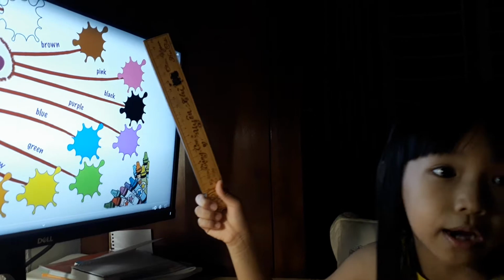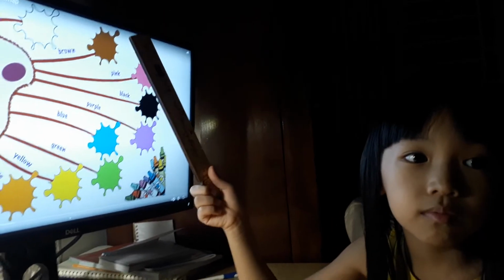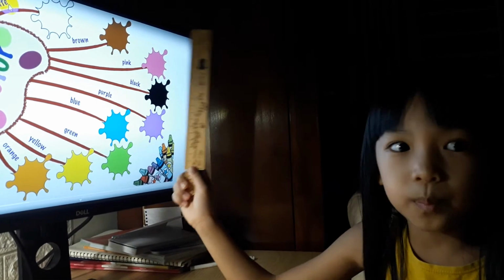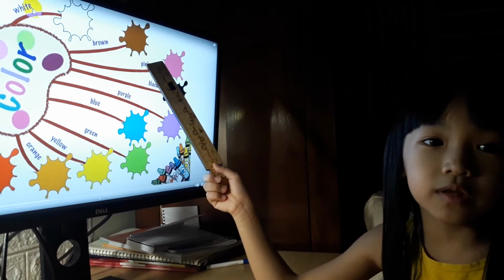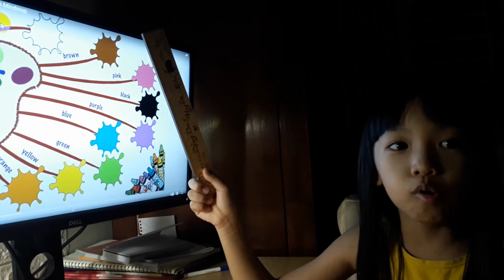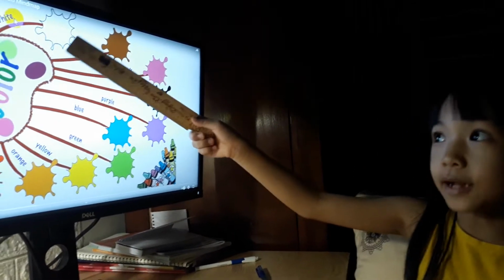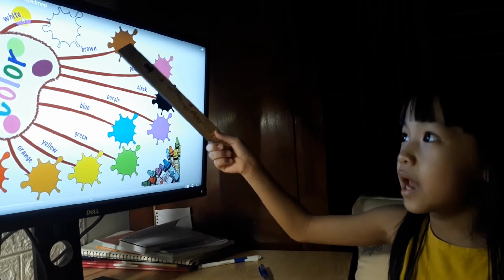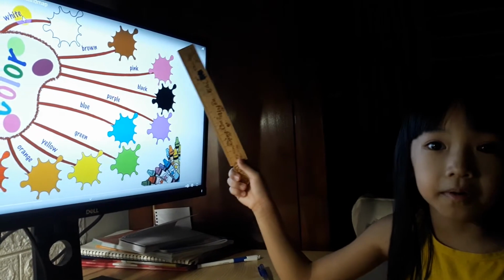Like a polar bear. Do you like polar bear? Ooh, it's a pretend polar bear. Do you like cushy bear or polar bear? I like polar bear. Now, brown.